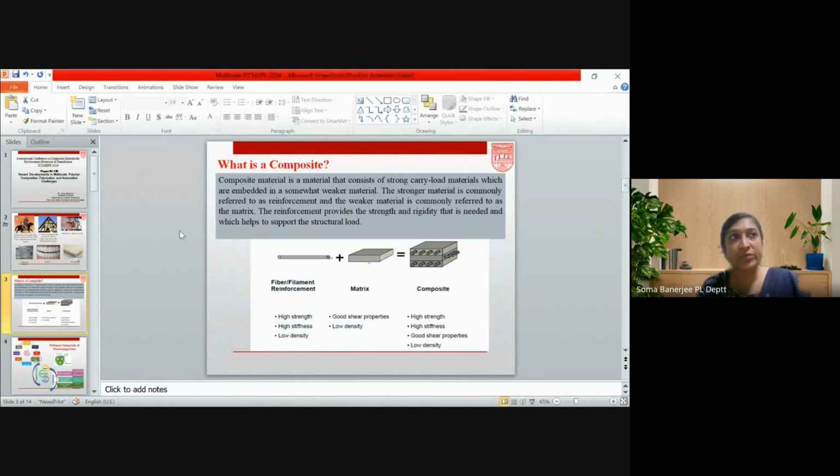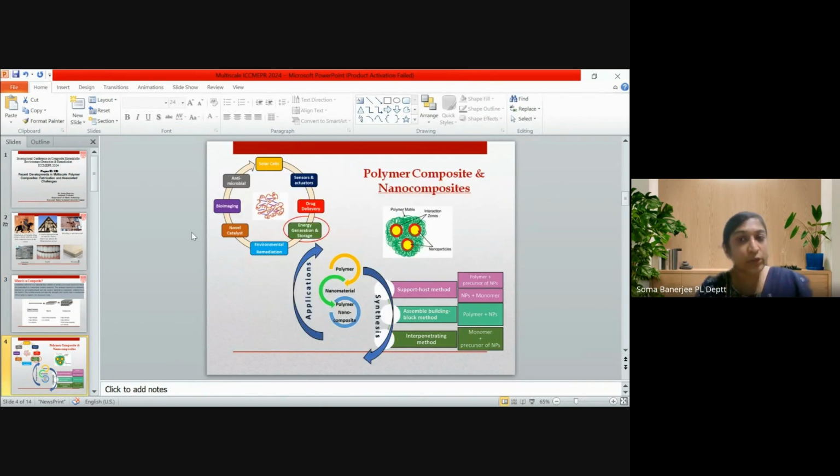If the size of the reinforcement is in the range of nanometers, then we can say it's a nanocomposite. And if it's in the range of micron size, then we can call it a simple composite. With this, we can say that we are in the world of polymer composites and nanocomposites, which are used in various application areas like solar cells, sensors, actuators, energy generation and storage, and many more.